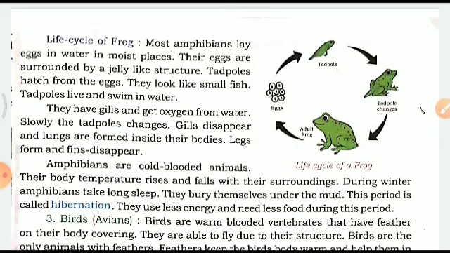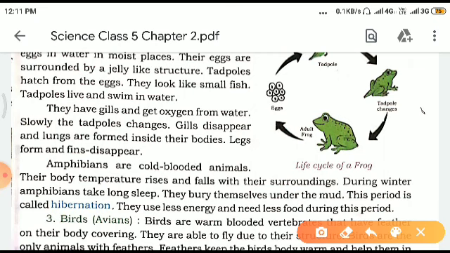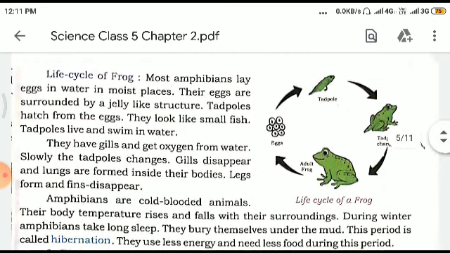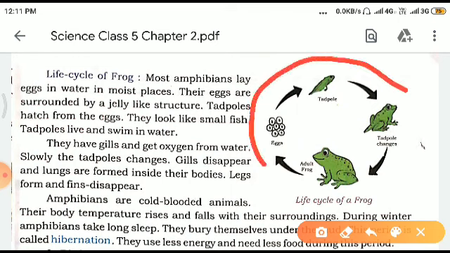See children, you need to practice this. You need to practice this diagram given here, right? Please learn this. These are the stages of frog, life cycle of frog, right? You should know this.